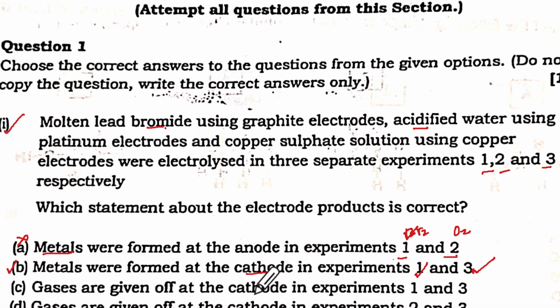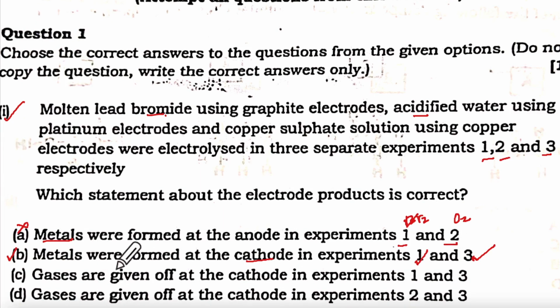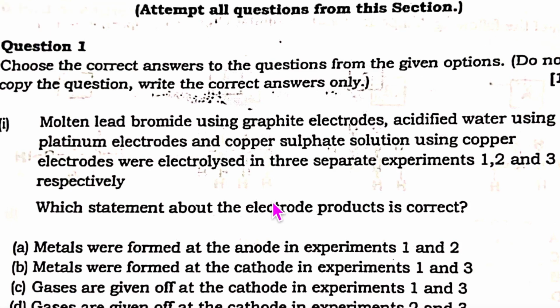Gases were given out at cathode. No. Gases will be the anions. Anions will never be at the cathode. Gases were given off at the cathode? Never. Gases will always be at the anode. So the first part is B.